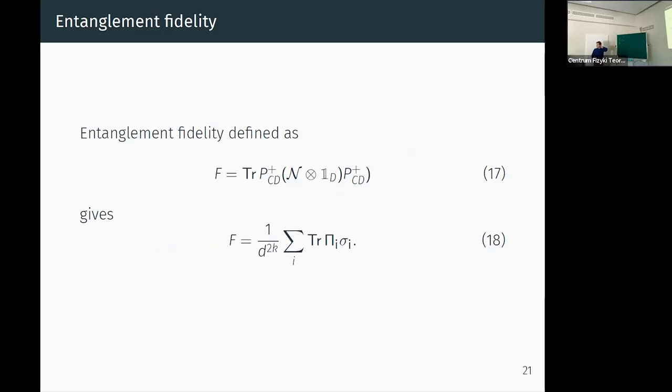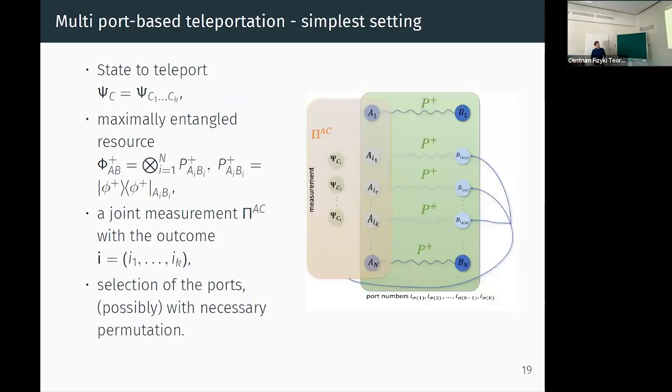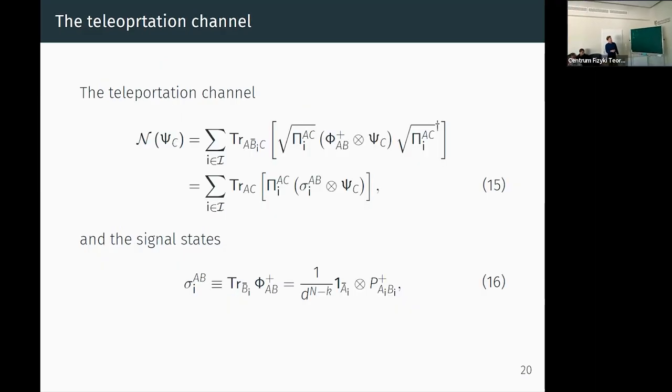I have a question. Each port has two particles on our side, but on the other side only one particle for each port? No, that's not exactly the case, because in the beginning Bob has n parts, but if you look at the channel, you trace out the remaining ports where the particles did not arrive. So these are the ports where the particles arrived. When Bob traces out the others, this corresponds to the measurement outcome, right? So we neglect the other ports where the particles did not arrive.